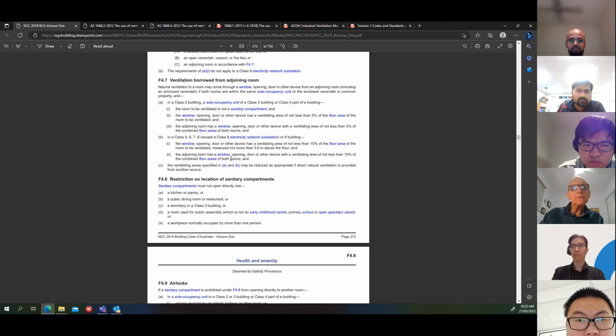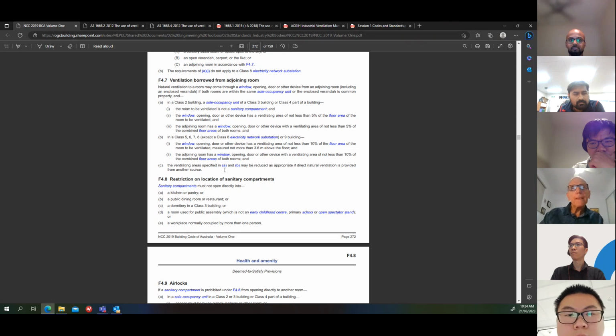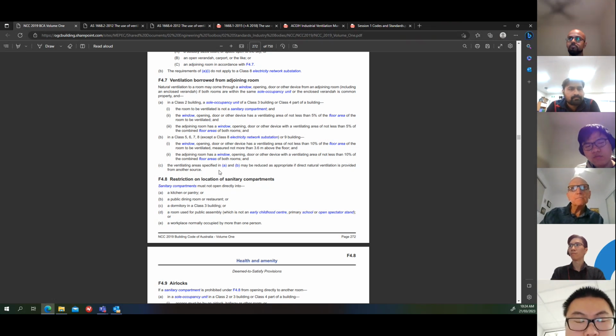Just be aware from an engineering point of view and good practice point of view that even though natural ventilation may be permissible under the NCC or AS1668 Part 4, it may not be practical. Because if you've got an office building that's got windows that can be opened, you have to make the decision, will they be opened? Is it really sensible to open the windows?